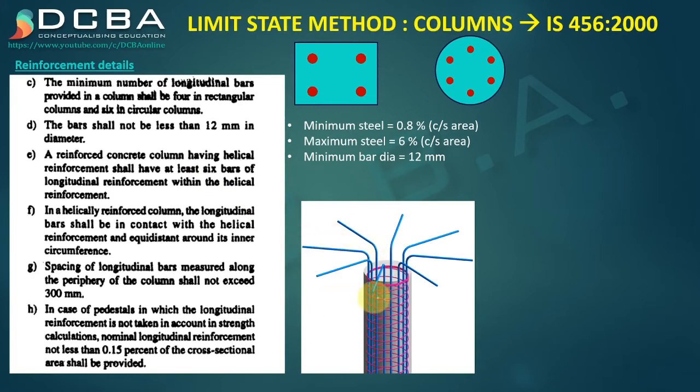helical reinforcement. So actually this helical reinforcement is like a spring, you can imagine it to be like a spring, okay, and it is generally given in circular columns itself. So for circular columns we have already finalized that there will be minimum 6. So that's what this point also says. In a helically reinforced column, the longitudinal bars shall be in contact with the helical reinforcement and equidistant around its inner circumference. So these bars are supposed to be at equal distance from each other, and the helical reinforcement will touch all of them.